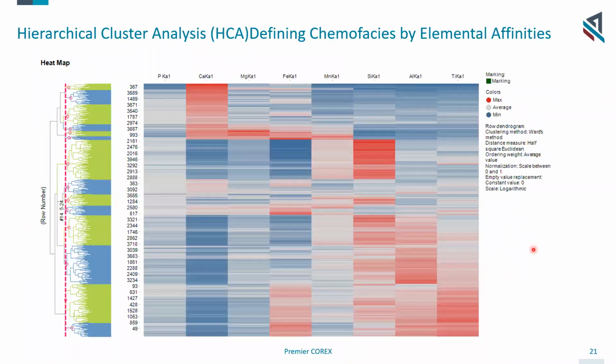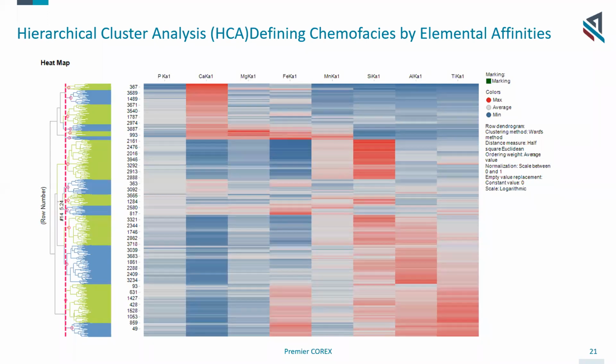Another example of a heat map: quite clearly these chemofacies here are associated with carbonates. We've got a lot of calcium carbonate, and magnesium carbonate, so dolomite, ferroan dolomite, and manganese dolomite also. Over here, this section is more detrital material. So we can differentiate the different facies and assign them a depositional environment.